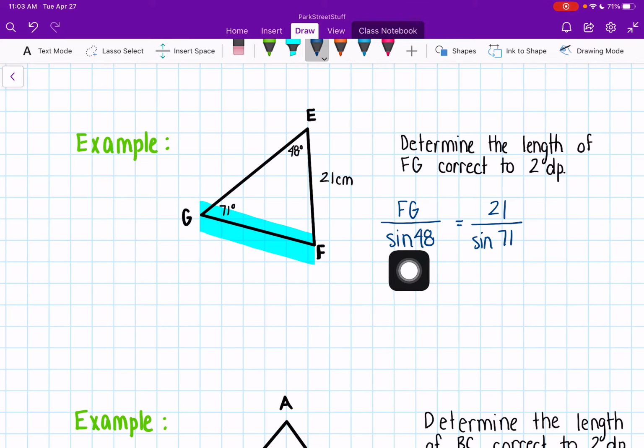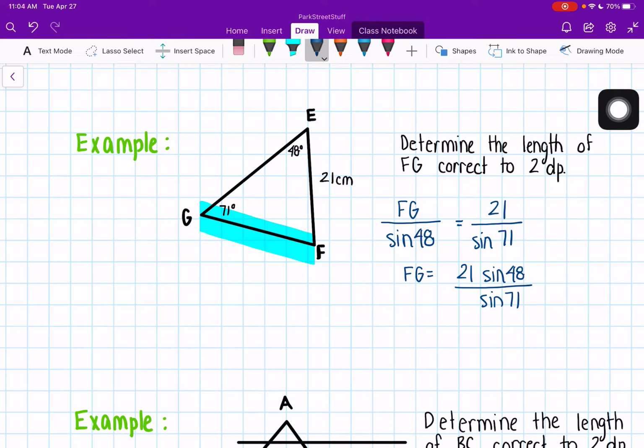In order to isolate FG, we have to remove the sine 48. So sine 48 is being divided, so we need to multiply. So we get FG is going to be 21 times sine 48 all over sine of 71. And it's at this point that you use your calculator. So that's another important thing. Notice how I didn't evaluate this part using my calculator because then I would have a decimal and I'd be rounding. We don't need the calculator until we get to this point here. Now remember your calculator has to be in degrees. So just make note of that. Make sure you're in degree mode because if you are not, you're not going to get the right answer.